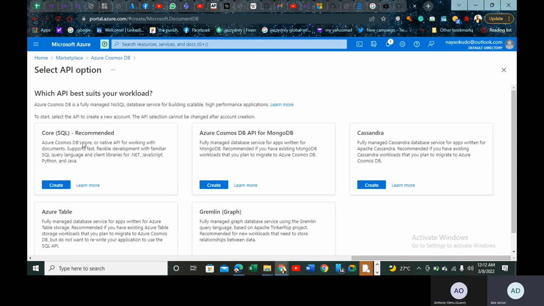There are several types: Core SQL, which is recommended; Azure CosmosDB for MongoDB; and Cassandra, a fully managed Cassandra database for apps written for Apache Cassandra. Remember, if you have an existing Cassandra workload that you plan to migrate to Azure CosmosDB, you can use that. For me, you just pick one. You can go with create.